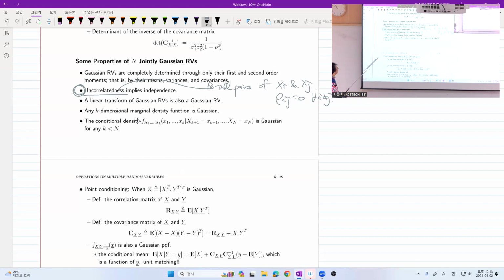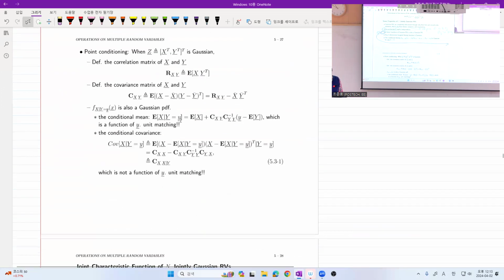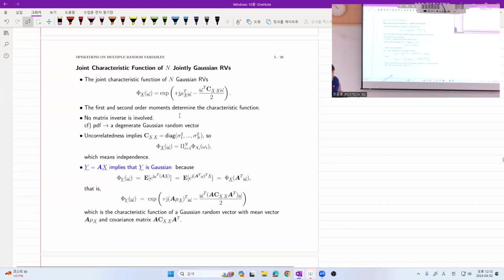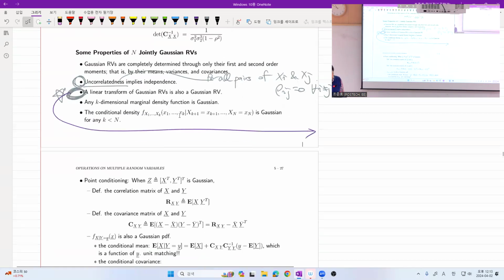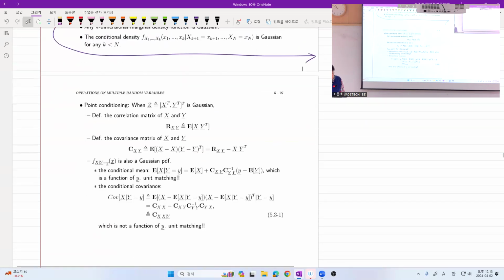The last part is this one. Any linear transformation of a Gaussian random variable is also a Gaussian random variable. This was very difficult when I was an undergraduate student, but now it can be very simply done, and I believe that is deferred to here. So let's defer that. And about the point conditioning, this is the last part.